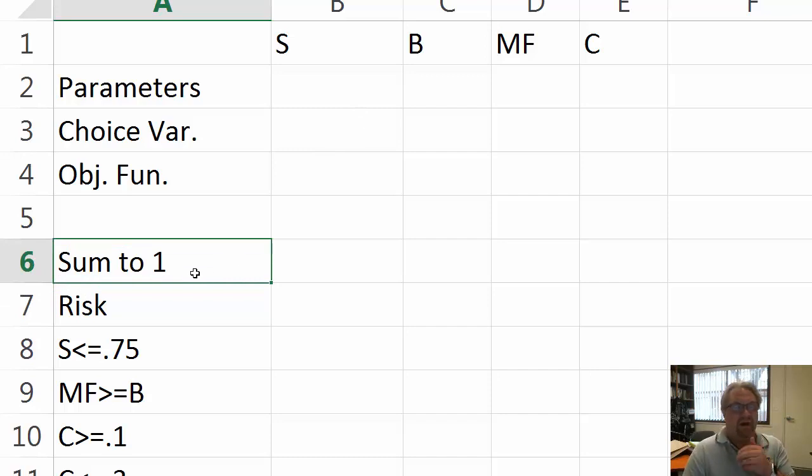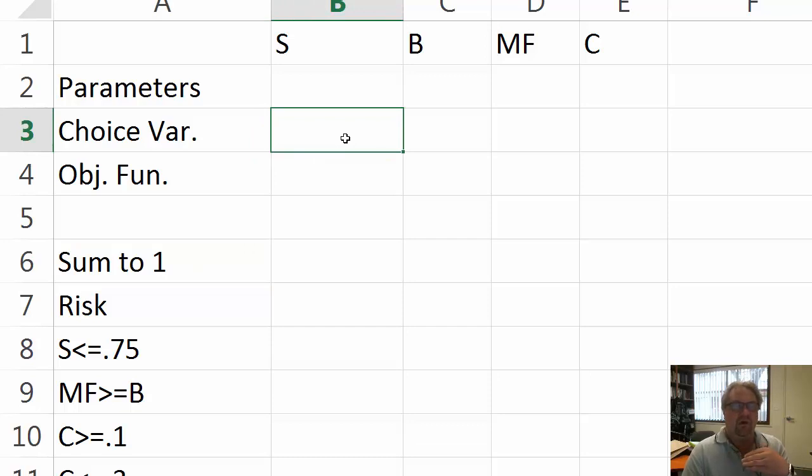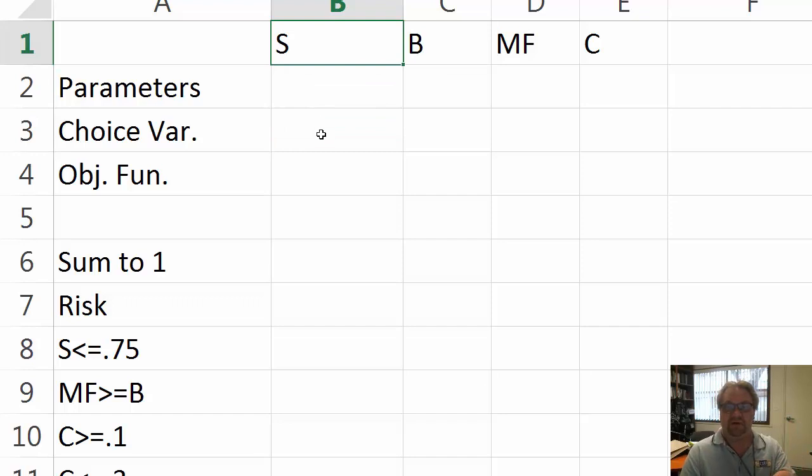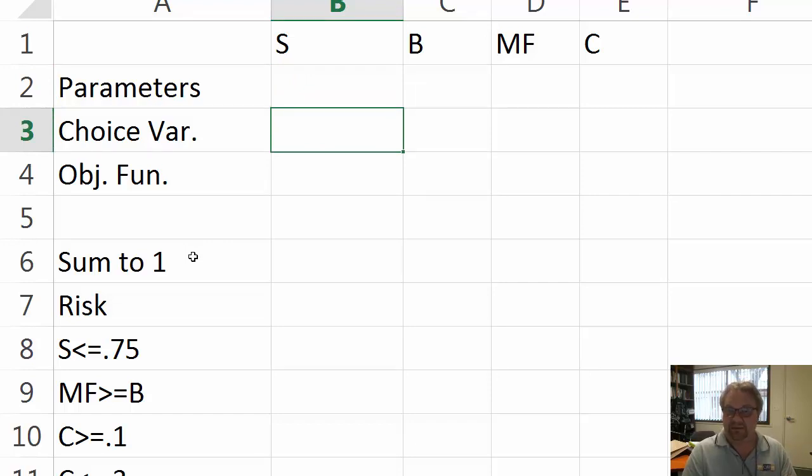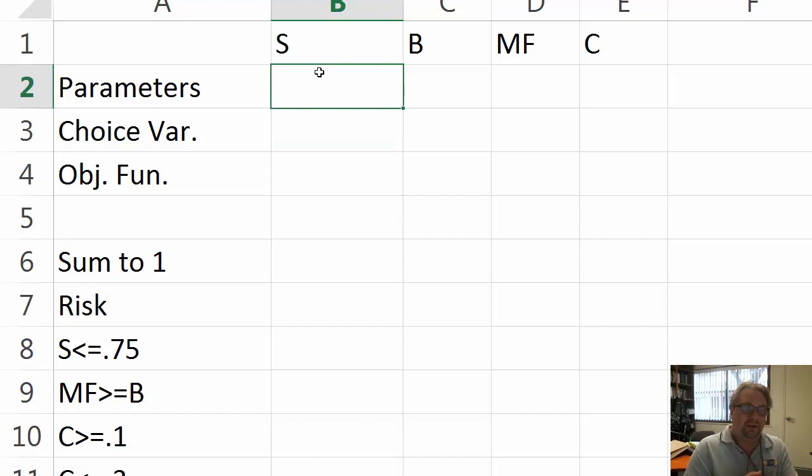This constraint is not in the problem, but it is assumed because our choice variables are going to be percentages, right? We're trying to figure out what percent of a client's money should be invested in these various categories. Therefore, it's implied that we're going to have this constraint, despite the fact that it's not explicitly said in the problem. So let's get started.